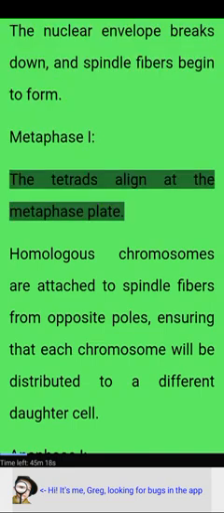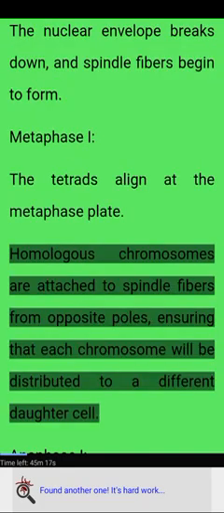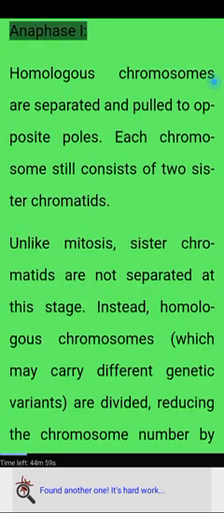Metaphase I. The tetrads align at the metaphase plate. Homologous chromosomes are attached to spindle fibers from opposite poles, ensuring that each chromosome will be distributed to a different daughter cell. Anaphase I.